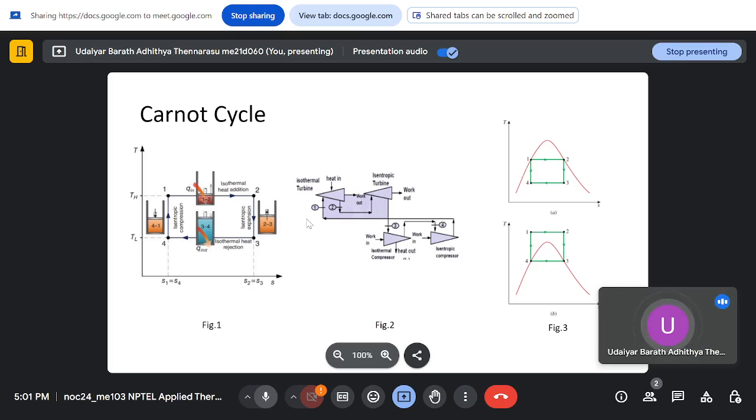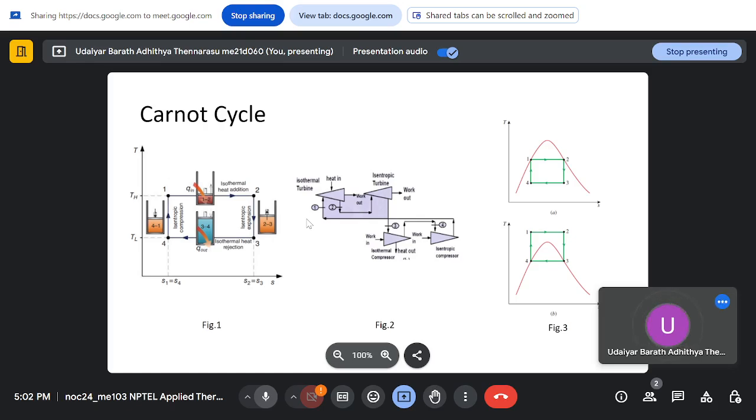So for this we need an ideal cycle on which this comparison can be made, because if you are testing it at different conditions and so on, you cannot compare these two together. But this ideal cycle, when it's running in a similar scenario, gives you an idea of how the actual cycle is performing, and it also makes comparison easier. So one of the ideal cycles which we use for comparison is the Carnot cycle.